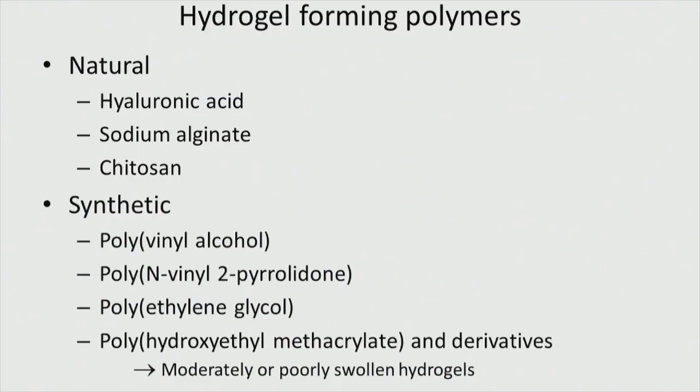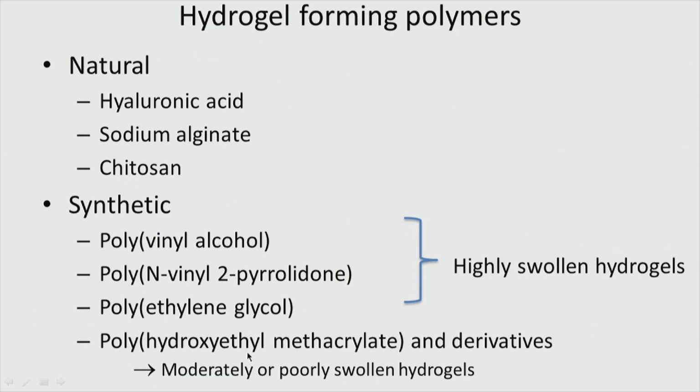So, what are the polymers that form hydrogel? Natural ones: hyaluronic acid, sodium alginate, chitosan, glucan. Synthetic ones: PVA, poly-N-vinyl pyrrolidone, polyethylene glycol, polyhydroxyethyl methacrylate and derivatives. There are a lot of these polymers, and they form moderately or poorly swollen hydrogels, or highly swollen hydrogels. So we always use these polymers to form hydrogels.